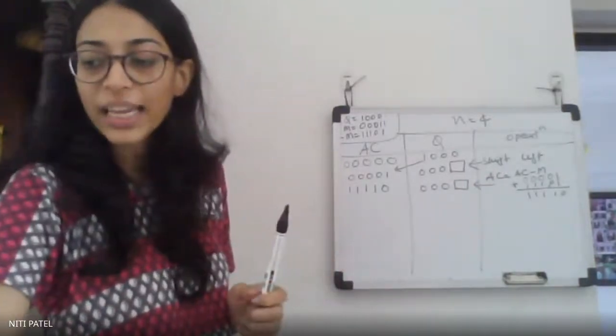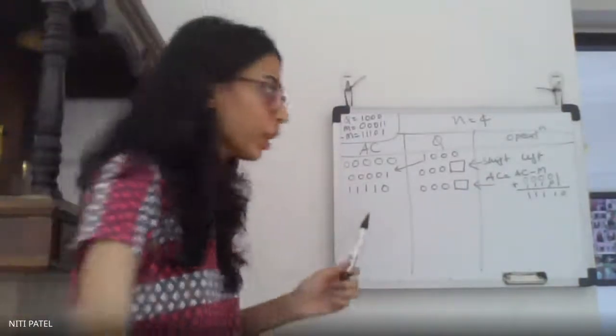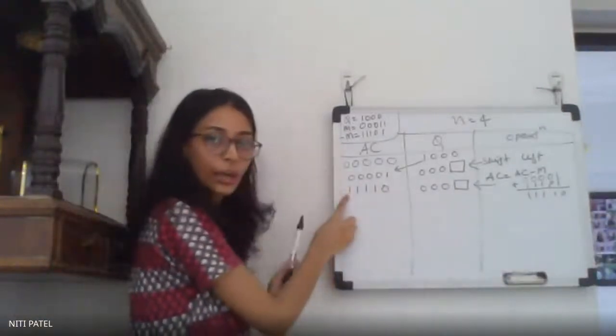Now what I have to decide is the value of A, the most significant bit of AC. So what is the value of A? It is 1. So what did I tell you?